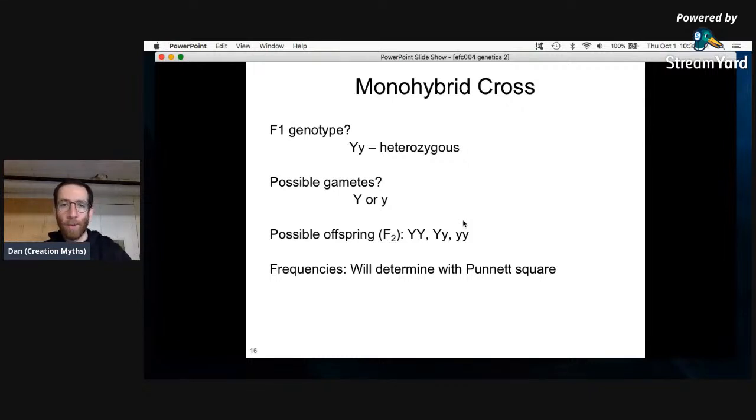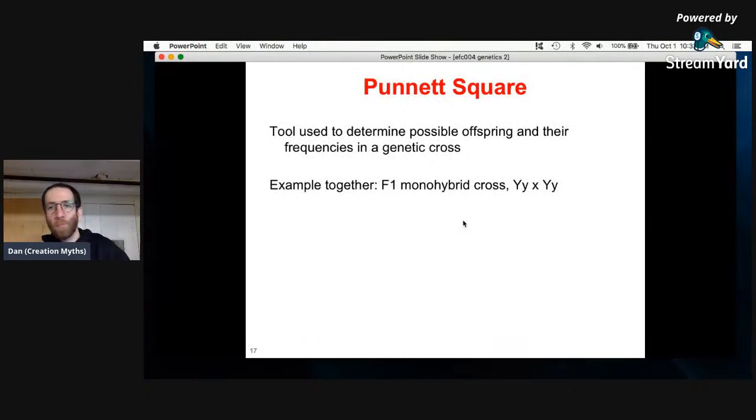And for everyone that's done this in high school or college, hooray, Punnett Squares. Punnett Squares are great. All right, so let's do a Punnett Square. A Punnett Square is just a tool you can use to determine the possible offspring in a cross, and this is the important part, their frequencies. So we're going to do this together.